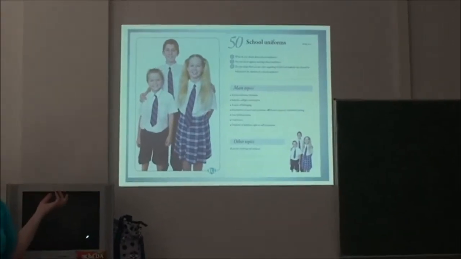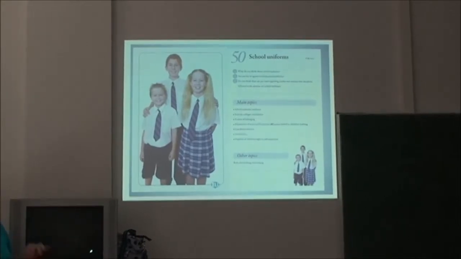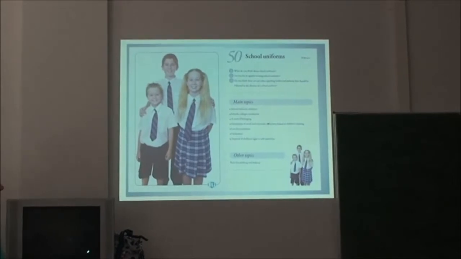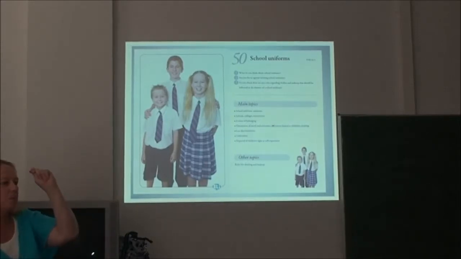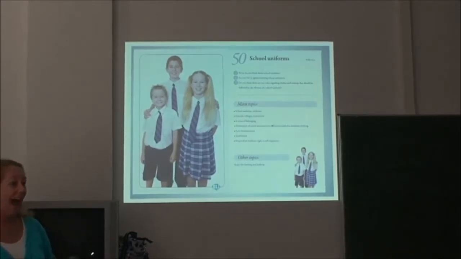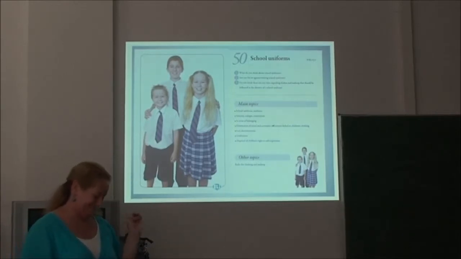Uniforms obviously distinguish which school you go to. In New Zealand, I had the most wonderful school colours, black and white. Lucky, eh? With a tan hat. And we had a tan skirt, but the alternative was black trousers. And I played the cello, so guess which one I chose.